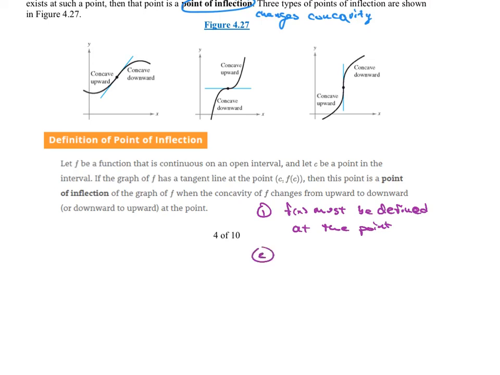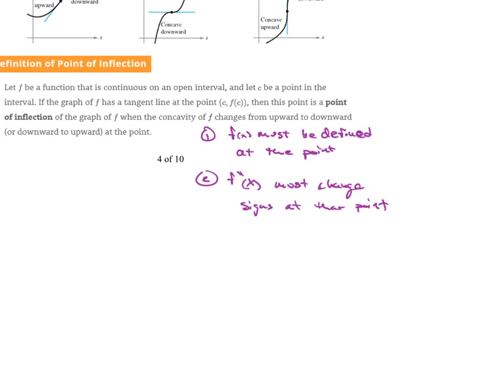The second part of this is f double prime of x, the second derivative, must change signs at that point. So if you meet those two conditions, the first condition being it's defined, the second condition being that the second derivative changes sign, then it is called a point of inflection. Or what I call it is an IP, inflection point, IP. Okay?